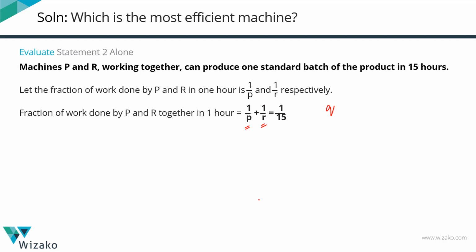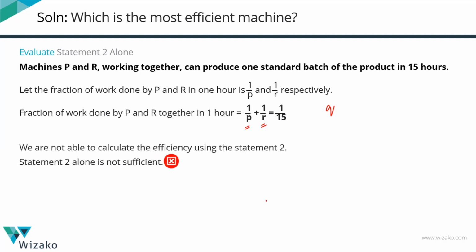Which means that, one, we do not have data about Q at all. Second, even with P and R, we only have the combined data. We do not have independent data. So we will not be able to determine which mission is the most efficient. So statement 2 alone is not sufficient.